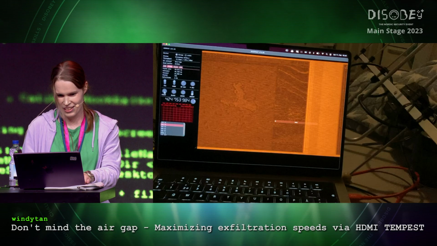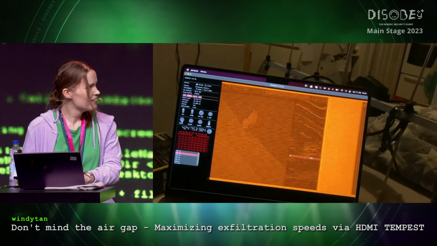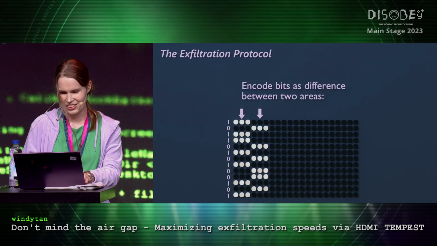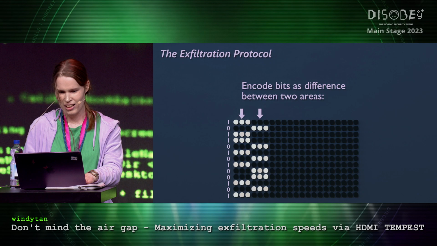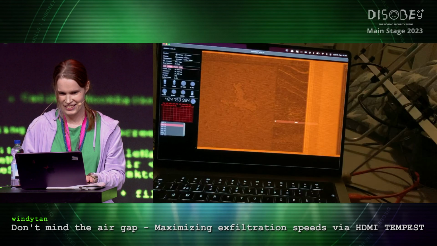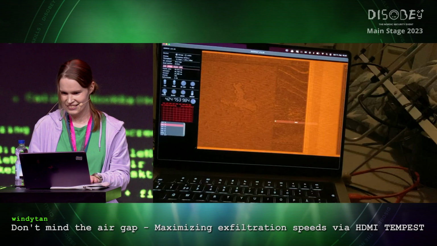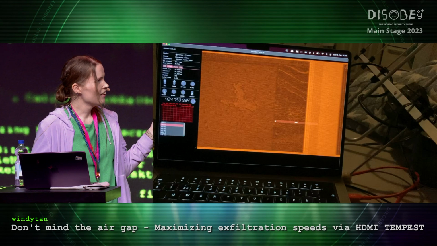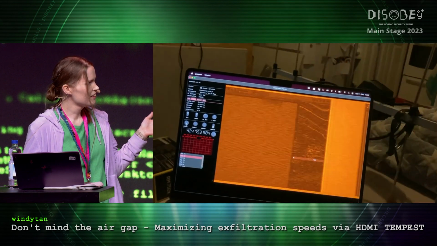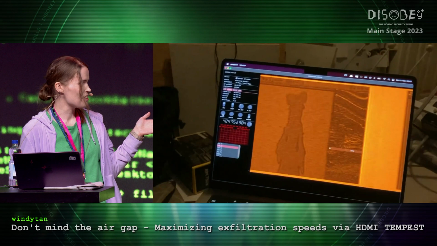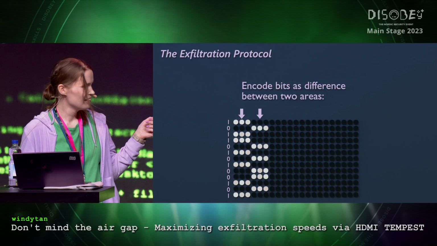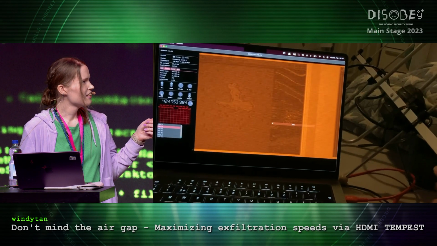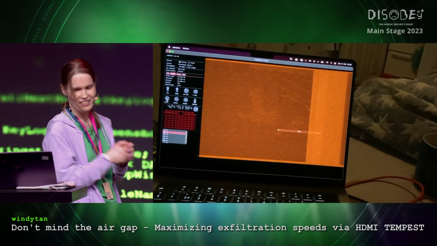Technical issues. Uh-oh. Just a minute. I really want to play this video, but anyway. Let's see if this fast forward looks like anything. Oh, perfect. Thank you, HDMI.